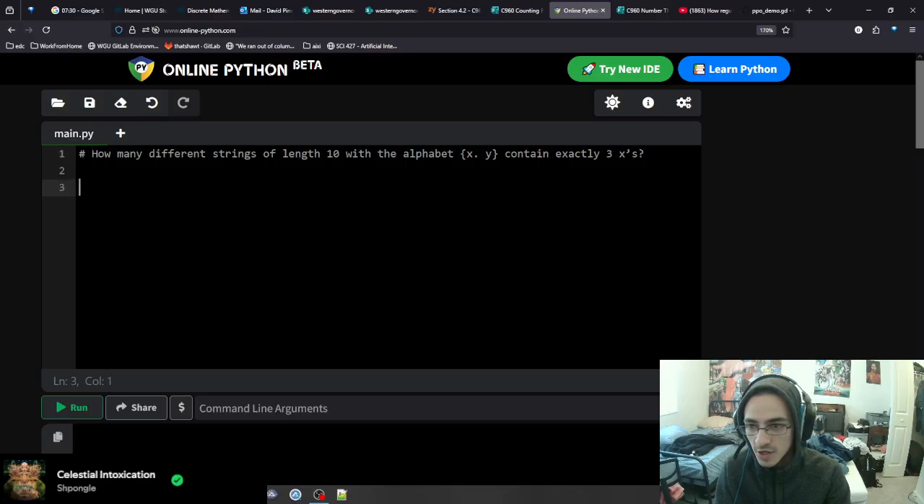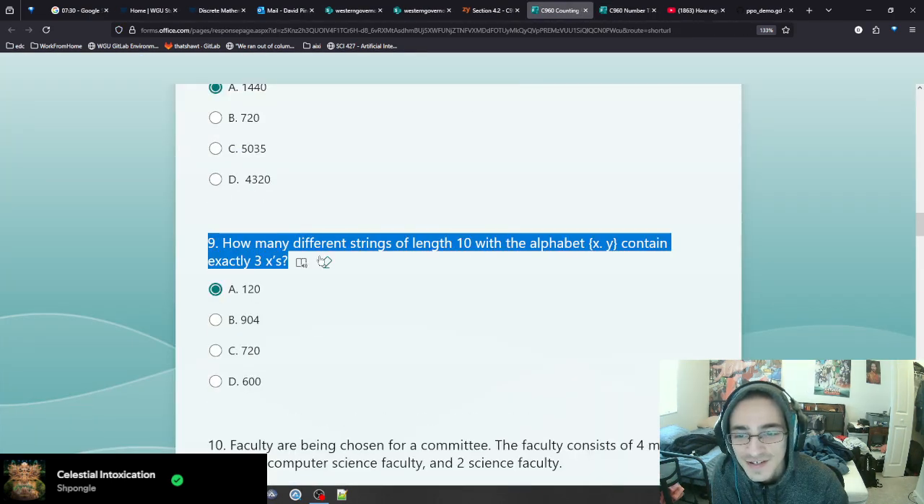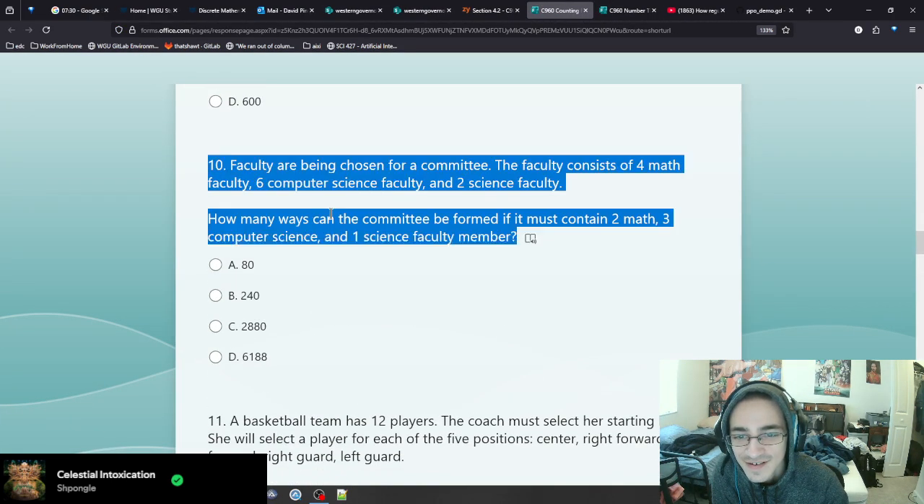Okay, so we're trying to count how many different strings of length 10 with the alphabet X, Y contain exactly 3 x's, so I would have to generate all of the possible different strings of length 10 with this alphabet. Okay guys, I don't really know how to do that, so I'm just gonna continue.